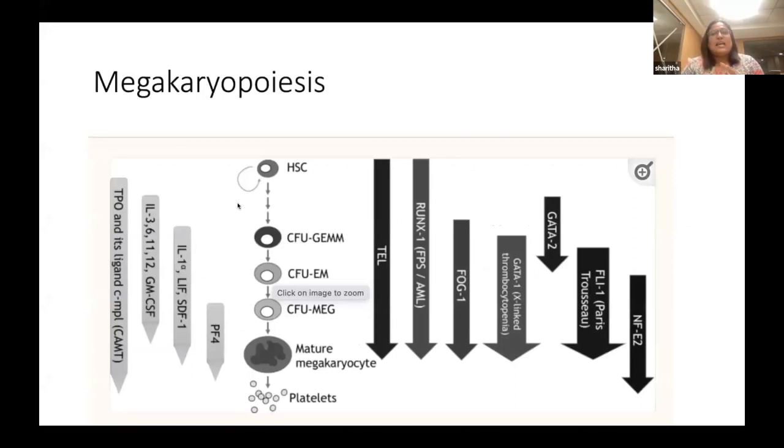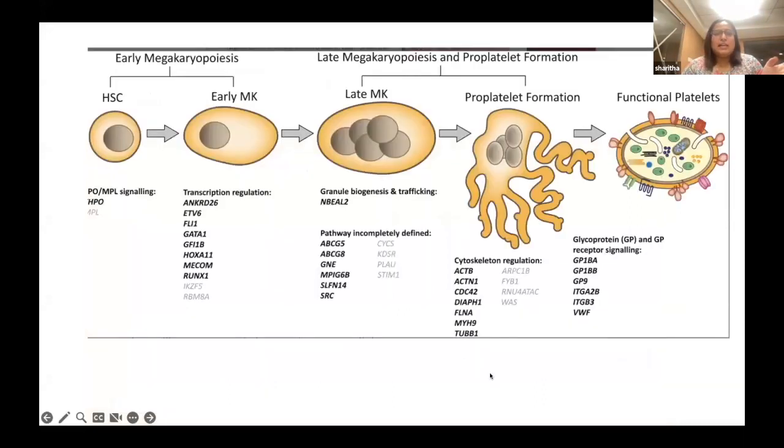Now coming to megakaryopoiesis. The formation of platelets from the mature megakaryocyte depends on a myriad of chemokines, cytokines, and many transcription factors. I am highlighting these transcription factors because these are the genes that are mostly involved in the etiology of congenital macrothrombocytopenias. Thrombopoietin, as we all know, is the most important regulator of megakaryopoiesis.